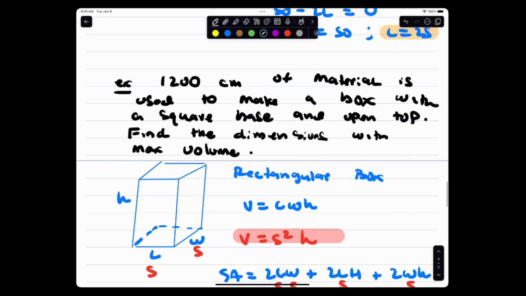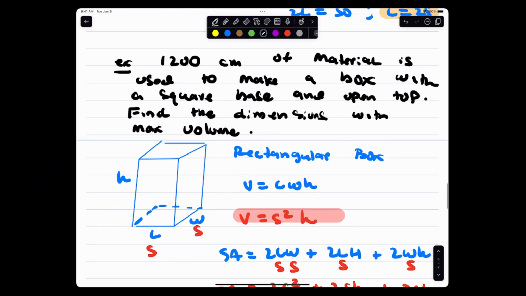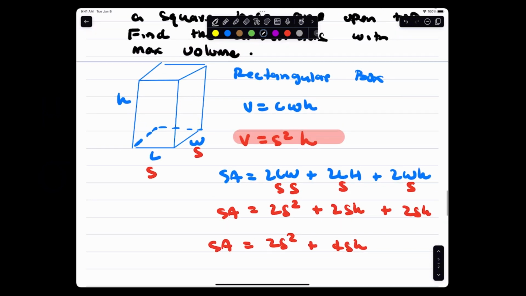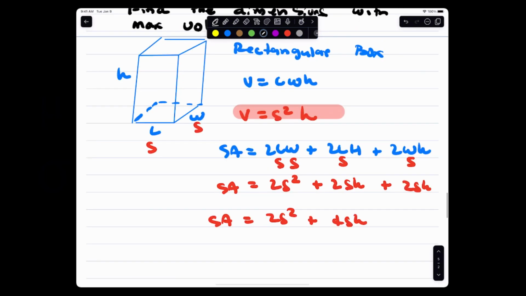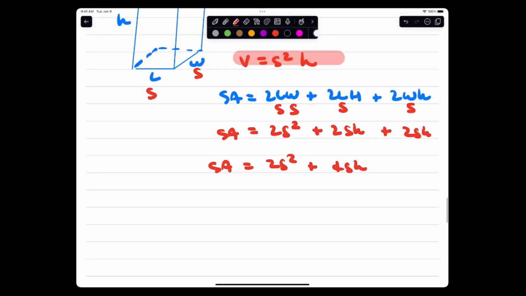I might have messed it all up, but it's okay. Might have messed this one up. This looks like it makes a little more sense to me. 1,200 centimeters of material, that's area, is used to make a box with a square base and an open top. Find the dimensions of the maximum volume. So now this makes a lot more sense to me. However, we might have gotten ourselves into some trouble if I changed it the way we did. I'll have to find the original question.